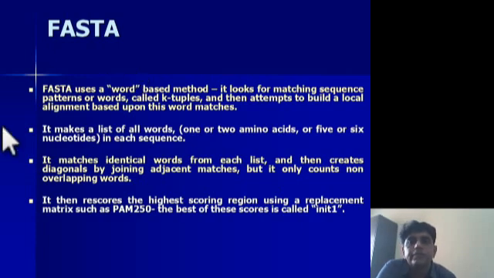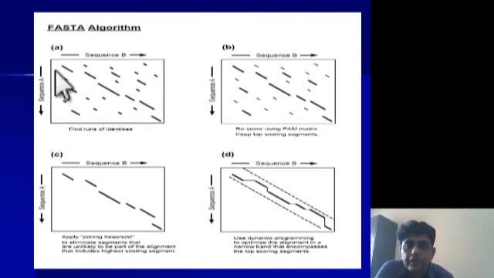So for that reason, FASTA uses a method known as the word-based method. It looks for matching sequence patterns of words, which are also called K-tuples, and then attempts to build a local alignment based upon this word match, right? So what can be done inside this? Suppose I want to compare two sequences. We can take a simple example: suppose you want to compare my name Rajesh Kanjibai Patel with the entire database where the names of so many people are already stored. If you go for the simple comparison, you have to align Rajesh Kanjibai Patel with each and every person's name.